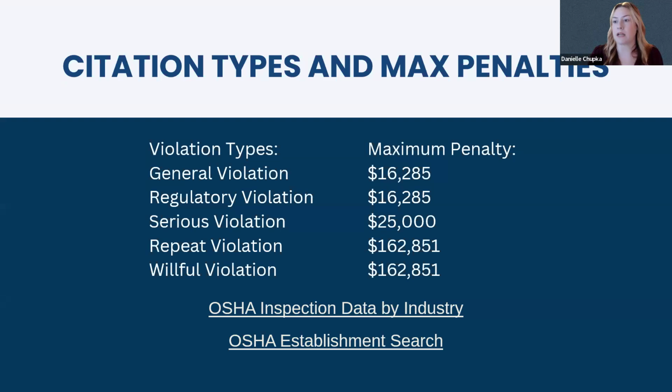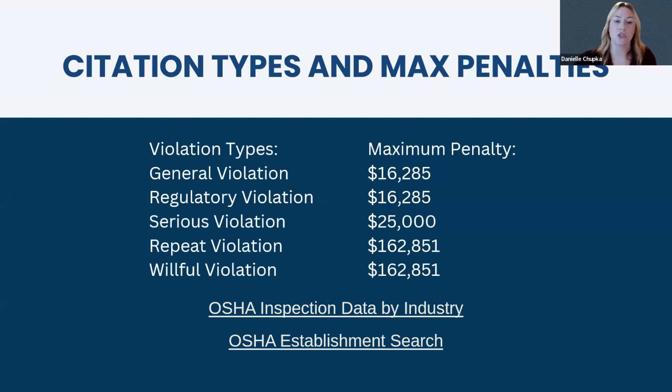Okay, citation types and maximum penalties. So you have various types of violations. You have general and regulatory. Those max penalties are $16,000. Sometimes they're as little as $250. And it just depends, is it just a paperwork thing or did somebody get injured and something else? Serious violations have to do with a serious hazard that could either cause serious injury or a fatality. It doesn't necessarily mean that that hazard has already caused a serious injury or fatality.